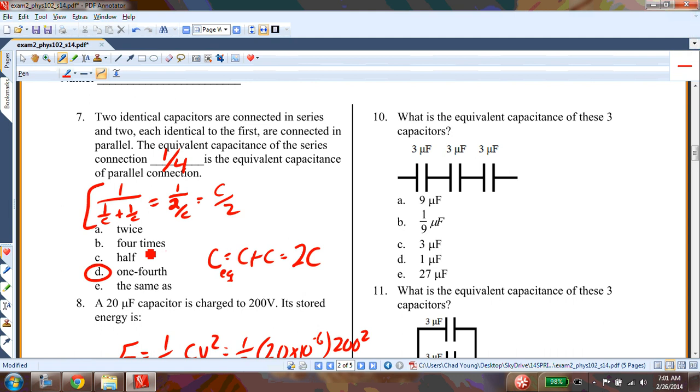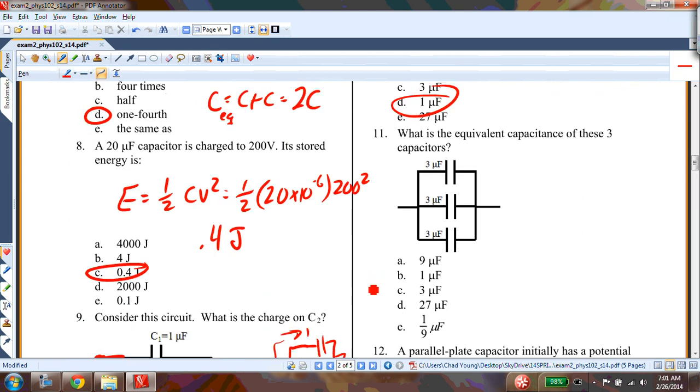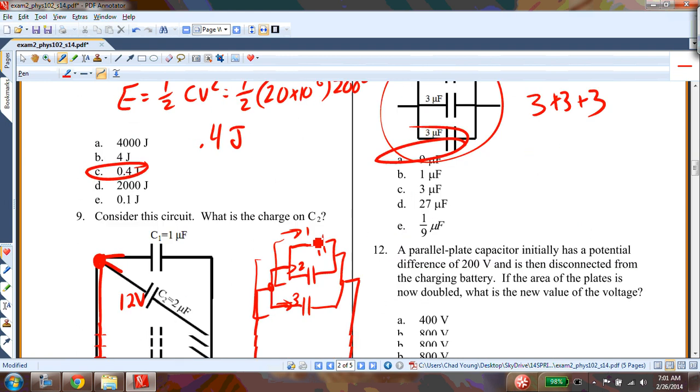What is the equivalent capacitance of these capacitors? Okay, well, 3, 3, and 3 in series, that's going to be 1 over 1 over 3 plus 1 over 3 plus 1 over 3. That's 1 over 1. It's 1 microfarad for number 10. What's the equivalent capacitance of these capacitors? Well, in parallel, it's just 3 plus 3 plus 3. So that's 9 microfarads. So number 11 is A.